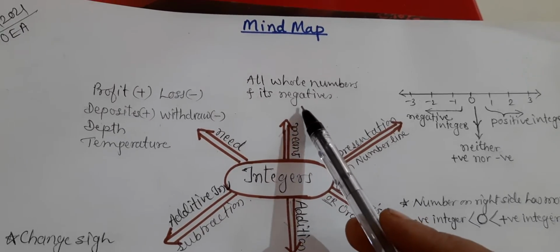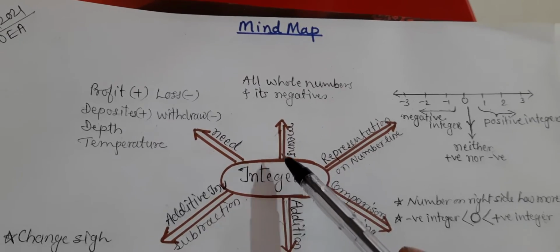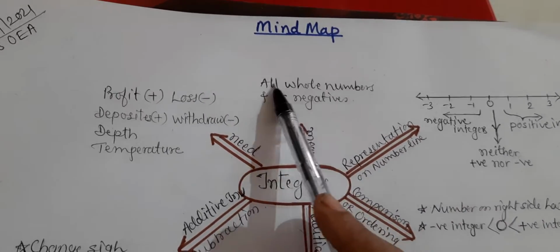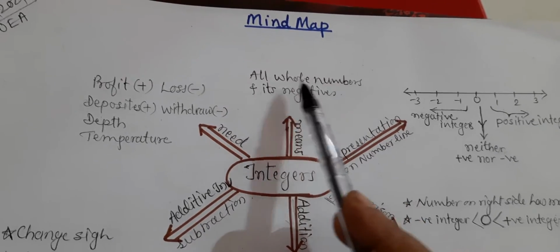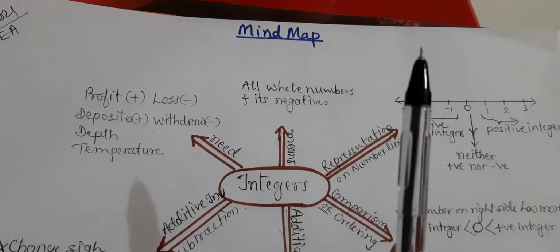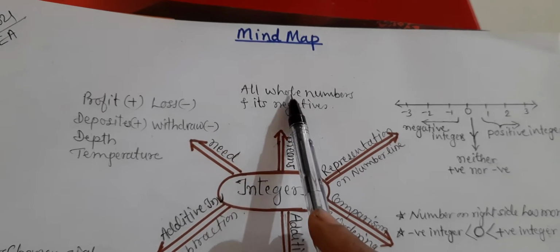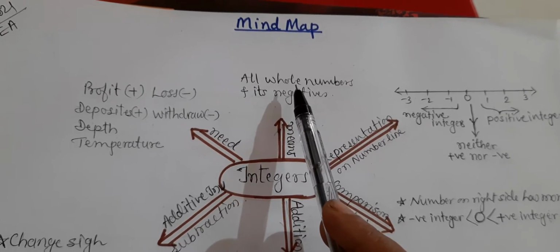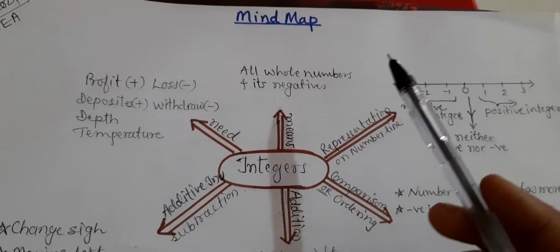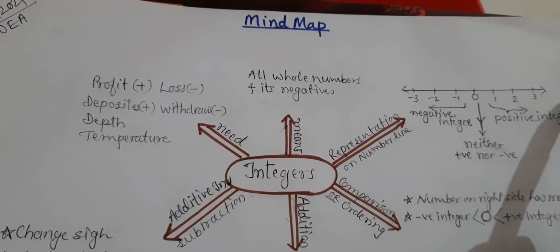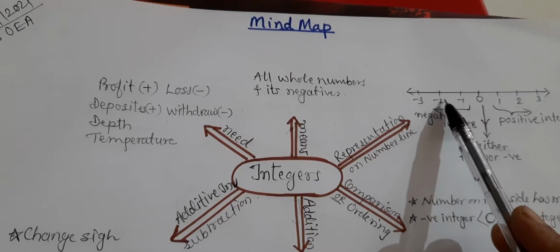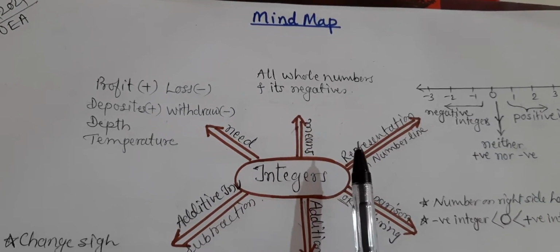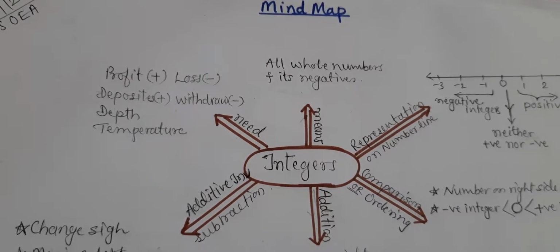Now we are going to see what is meant by the integers. Whole numbers we have already studied before. So all the whole numbers means 0, 1, 2, 3 and so on. If we add the negatives in that same set, then we can say these are the integers. For example, 0, 1, 2, 3, and the negatives -1, -2, -3 and so on. These are called integers.